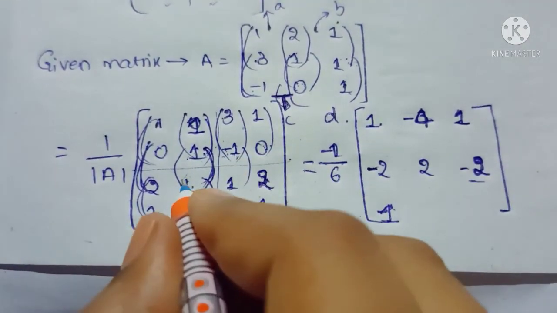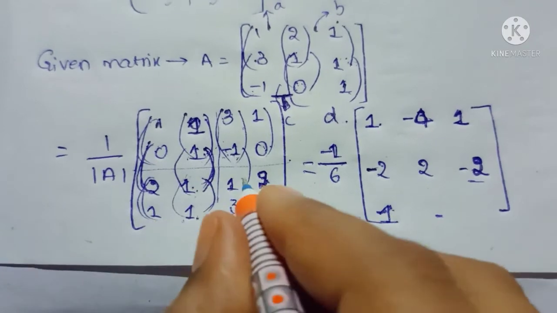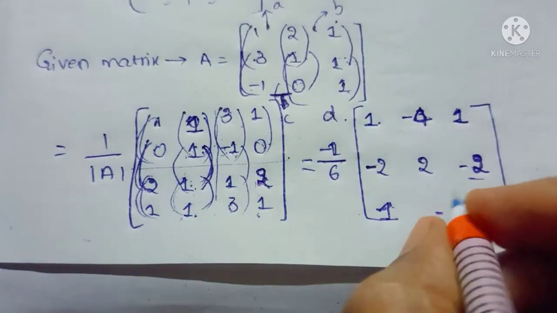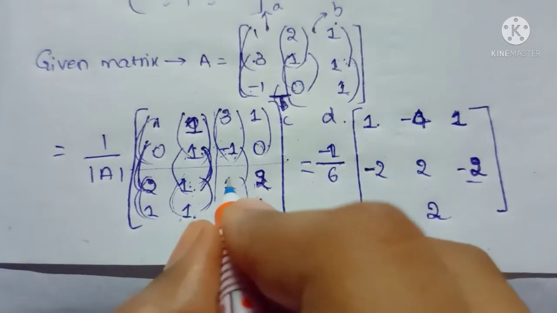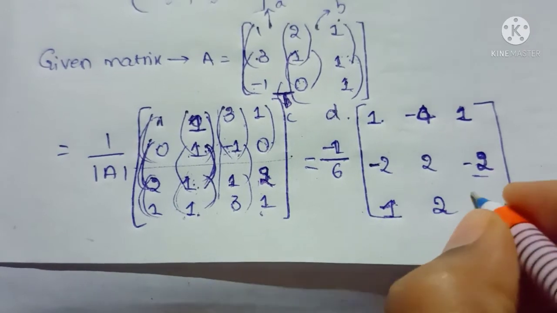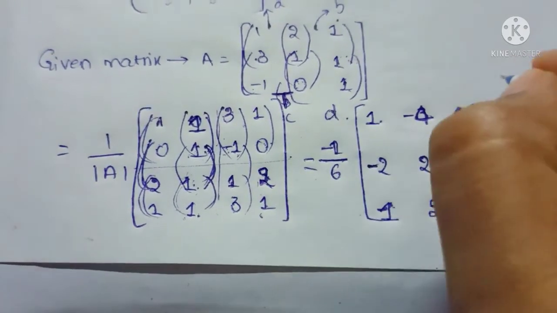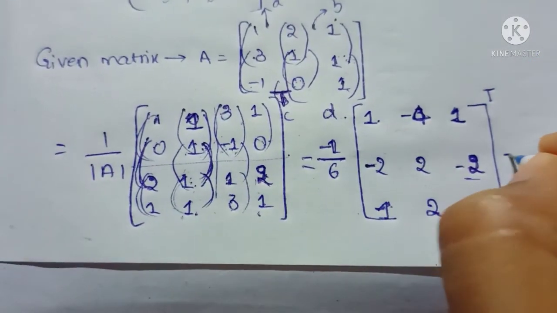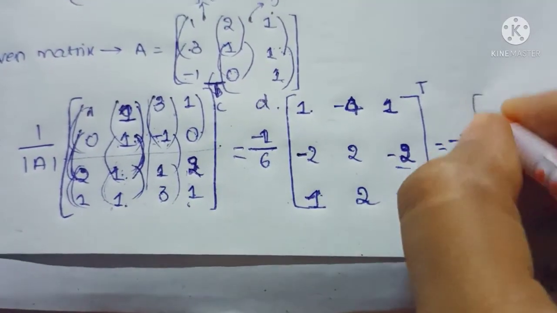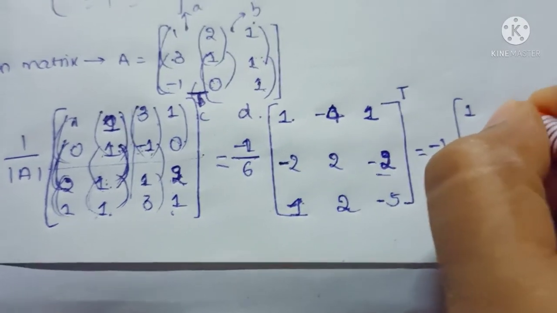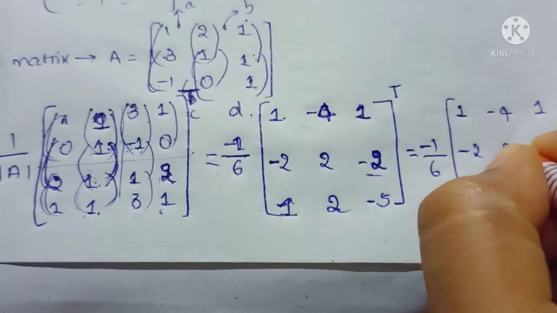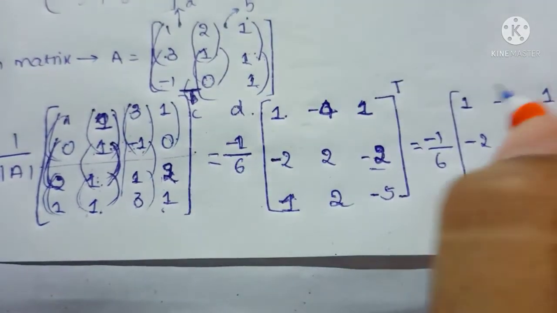And for this position you have to find the determinant of the 2 by 2 matrix. 1 into 3 minus 1 is 2. And 1 into 1 minus 6 is -5. You have to find the transpose. Then you will get 1 by 6 into the matrix with rows 1, -4, 1, and then -2. Oh sorry, the transpose of the matrix: the row 1, -4, 1 is converted into a column.